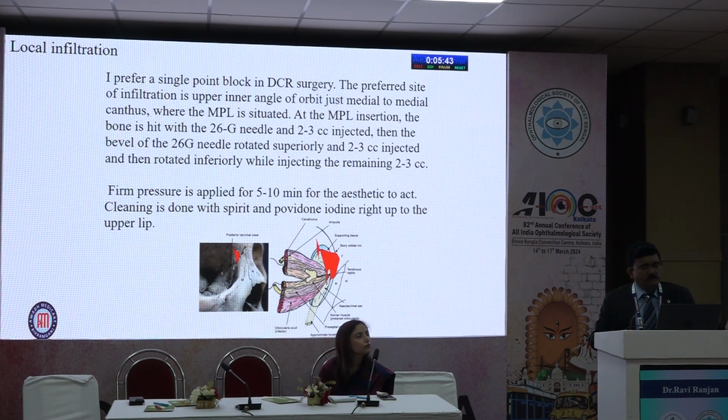Then the bevel of the 26 gauge needle is rotated superiorly, 2 to 3 cc is injected, and then rotated inferiorly while injecting the remaining 2 to 3 cc. Firm pressure is applied for 5 to 10 minutes for the anesthetic to act. Cleaning is done with spirit and povidone iodine right up to the upper lip.